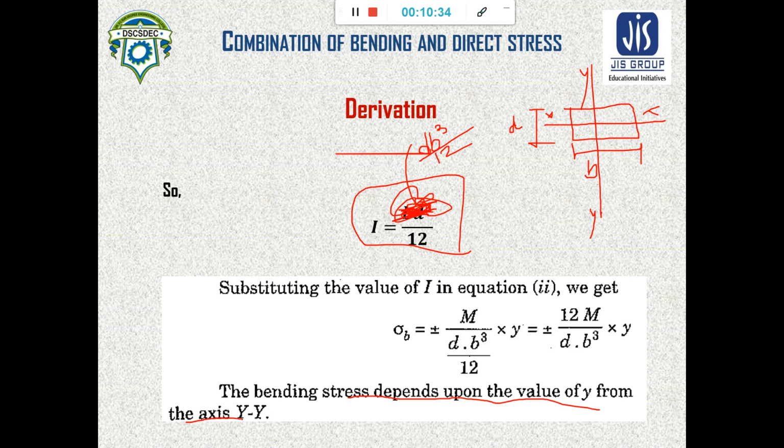So, what we have discussed till now is that the direct stress is uniform throughout the cross section. Here we are getting the value of the bending stress, and that bending stress varies with the value of Y from the neutral axis YY.